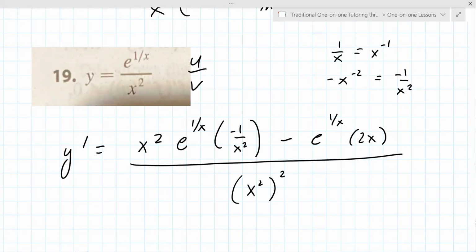It looks a lot more complicated just looking at the problem. Yeah, it sure does. I mean, that's it. You're done. Especially when you don't have to simplify.